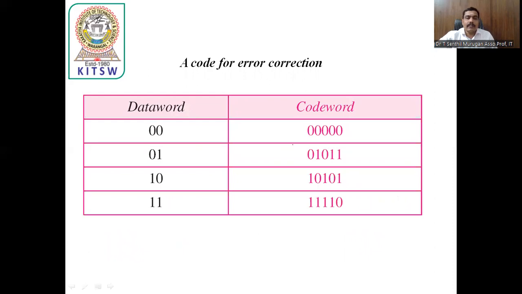For correction, they are using different codes. A table may be used for identifying the error. If a case occurs, then it will be verified.